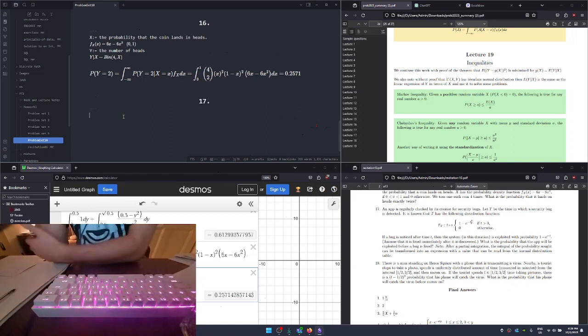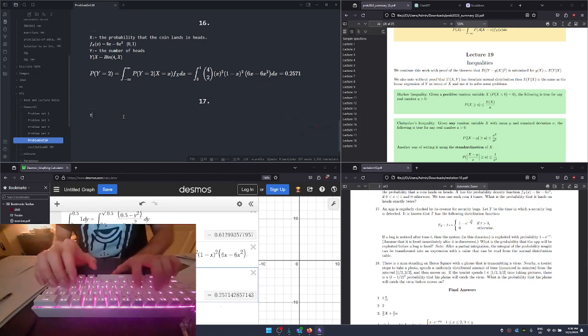So what is the plan? An app is regularly checked by its creator for a security bug. Let t be the time in which a security bug is detected. It is known that t has the following distribution. So we have f of t, and t is given 1, 0, and 0, right? So we have an app, regularly checked, t the time in which the security.